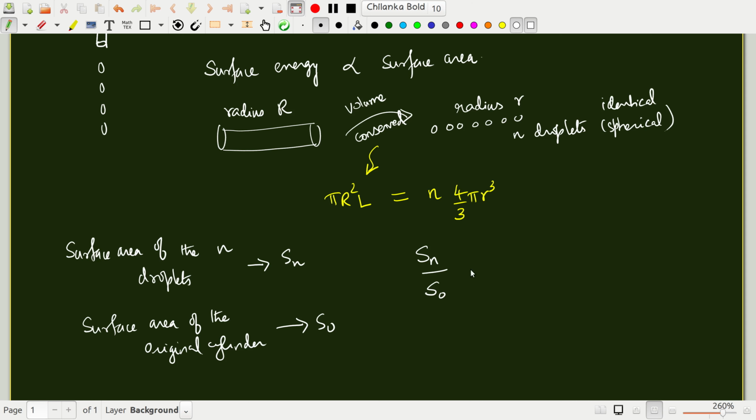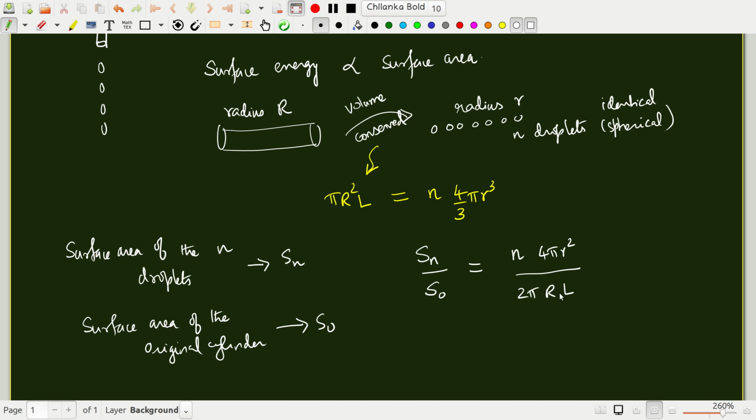Let's first estimate this. This is simple. Sn is n times 4 pi small r squared, that is, the surface area of a single sphere times n, the number of spheres that you assume are formed, and this is divided by S0, which is 2 pi RL. That is the surface area of the cylinder.